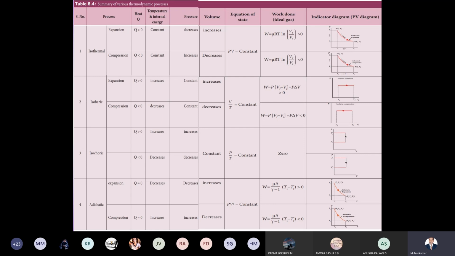So here we are calling heat energy temperature. So the temperature may be considered as heat energy. For an isobaric expansion, we can get increased temperature of the system. For an isobaric compression, we can decrease the temperature of the system. Also for an isobaric expansion, we can increase the temperature. For an isobaric compression, we can decrease the temperature.